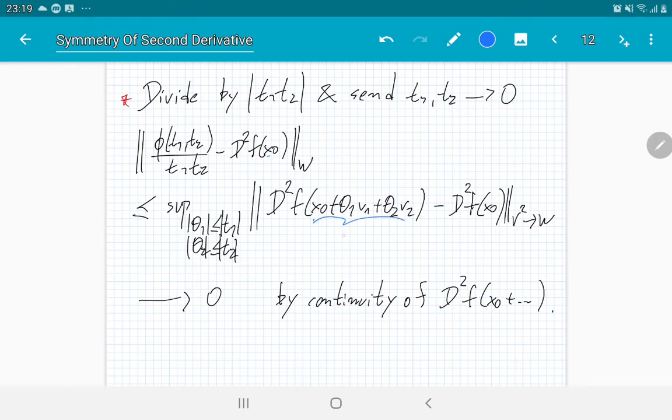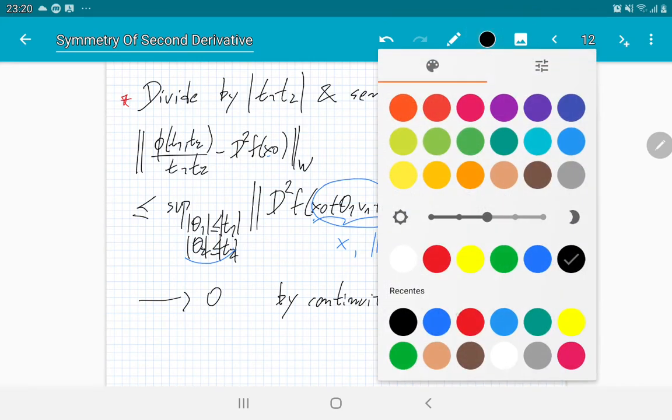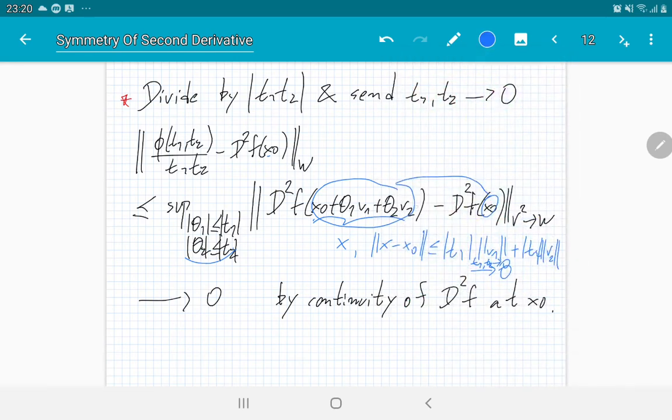Therefore, you can even say, well, this point here is some x, and the distance between x and x naught is less than the absolute value of theta 1 T1 V1 plus theta 2 T2 V2. And of course, this goes to 0 as T1 and T2 go to 0. So this point here approaches this point here when T1 and T2 go to 0. Now remember that our assumption was that the second derivative is continuous at x naught. Therefore, when I move closer and closer to x naught, the second derivative is converging, and this norm here goes to 0. And now we're done.